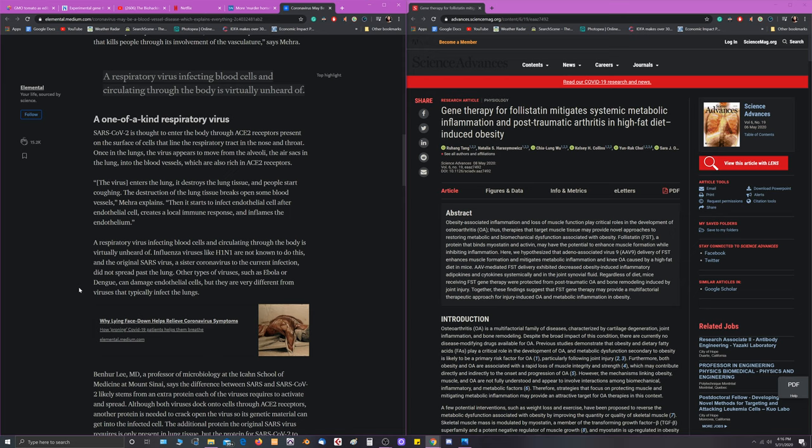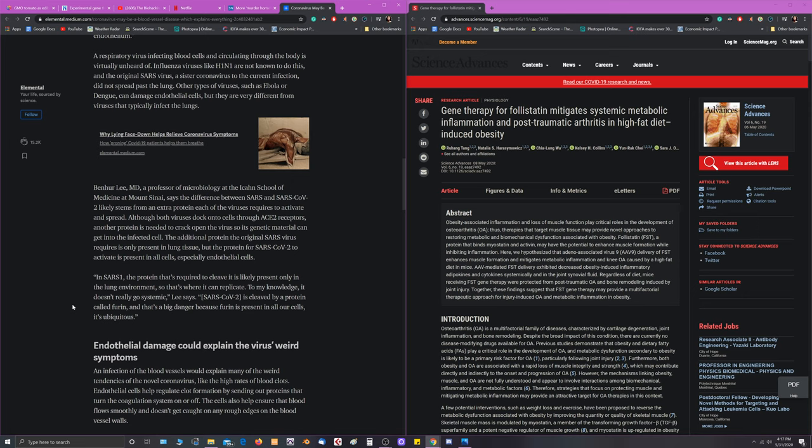Okay, other types of viruses, such as Ebola or dengue, can damage endothelial cells, but they are very different from viruses that typically infect the lungs. Let's see. Brad Lee, MD, a professor of microbiology at the Icahn School of Medicine at Mount Sinai, says the difference between SARS and SARS-CoV-2 likely stems from an extra protein each of the viruses requires to activate and spread. Although both viruses dock onto the cells through ACE2 receptors, another protein is needed to crack open the virus so genetic material can get into the infected cell. The additional protein the original SARS virus requires is only present in lung tissue, but the protein for SARS-CoV-2 is active and present in all cells, especially endothelial cells.